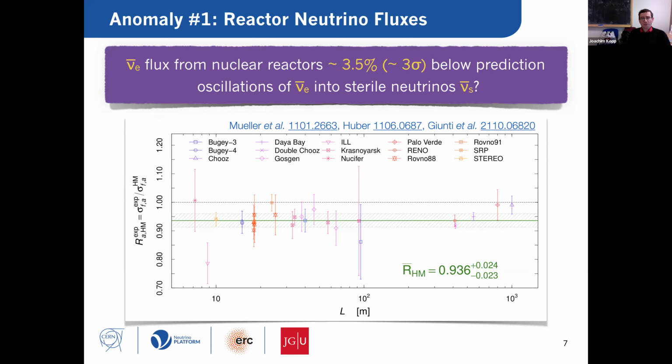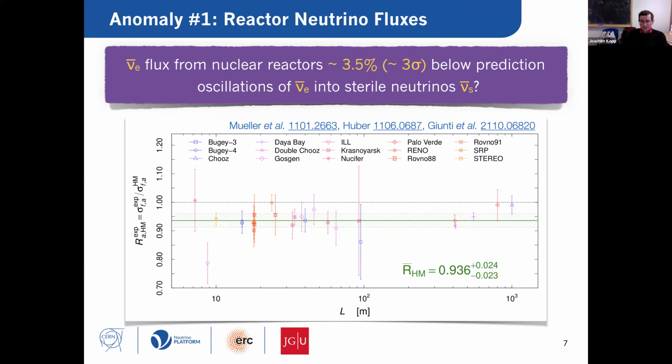At the time, this caused a lot of excitement because people proposed the possibility that some of the electron neutrinos from a nuclear reactor may oscillate into a new sterile neutrino state on the way from the reactor to the detector. Then these sterile neutrinos would be undetectable with the usual technologies, and therefore they could explain this deficit.